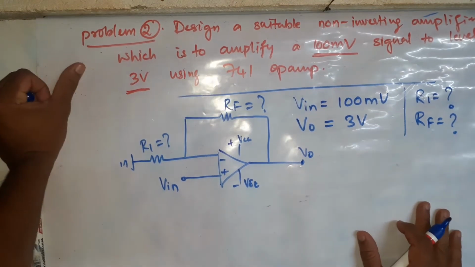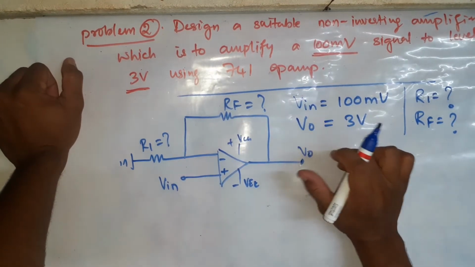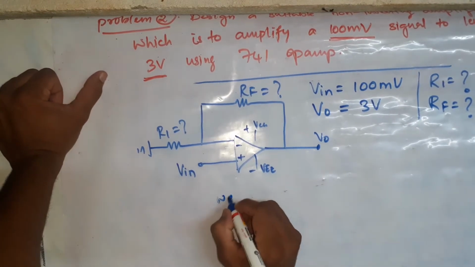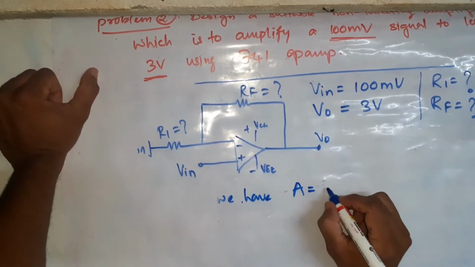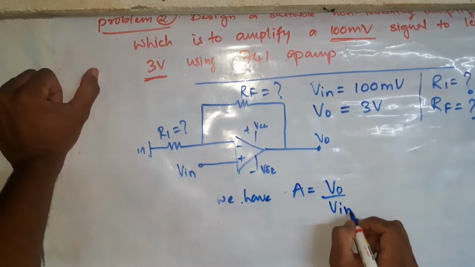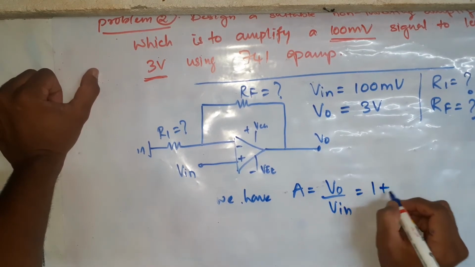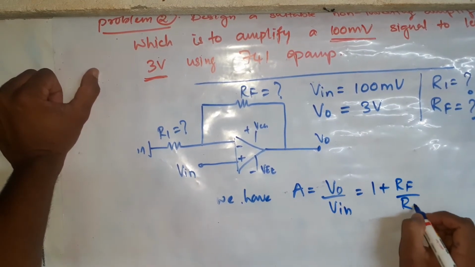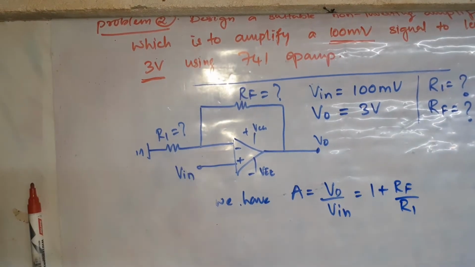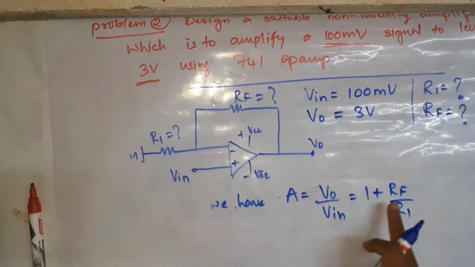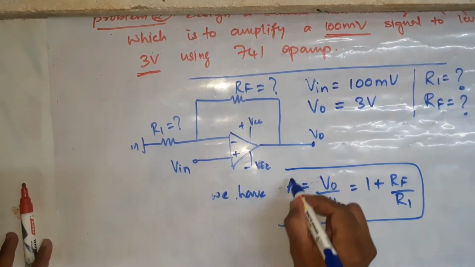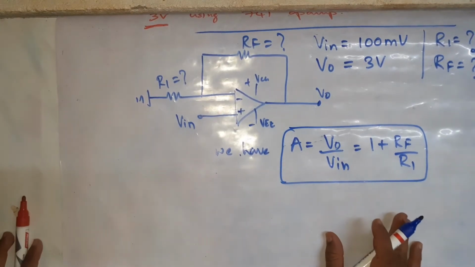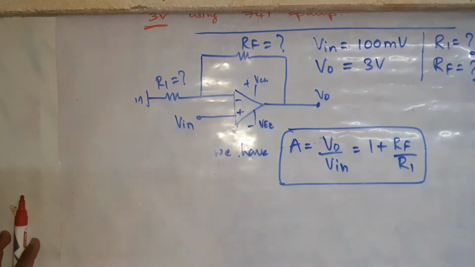How will you get them? You have been given V0 and V in, right? One thing you can get is the gain. Gain of a non-inverting amplifier is given by V0 by V in, which is nothing but 1 plus RF by R1. Remember, this is non-inverting, so don't write minus RF by R1. 1 plus RF by R1 is the gain. So you have to use this. How will you use it to get R1 and RF?